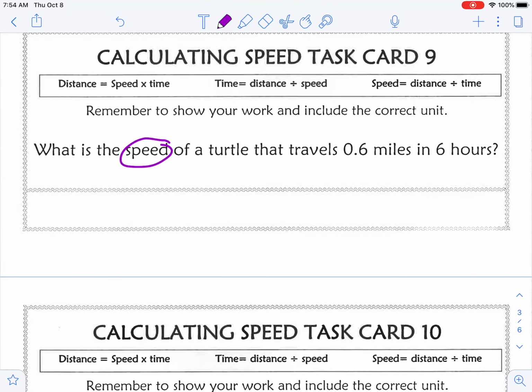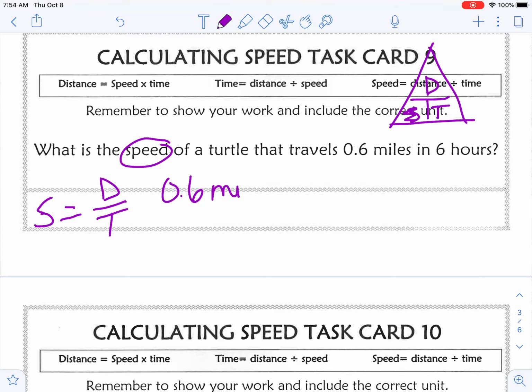What is the speed of a turtle that travels 0.6 miles in 6 hours? That's pretty slow, isn't it? Okay, so I'm going to do our triangle. Distance, speed, time. What I'm solving for is speed. So my formula is speed equals distance divided by time. So my distance is 0.6 miles. And my time is 6 hours.